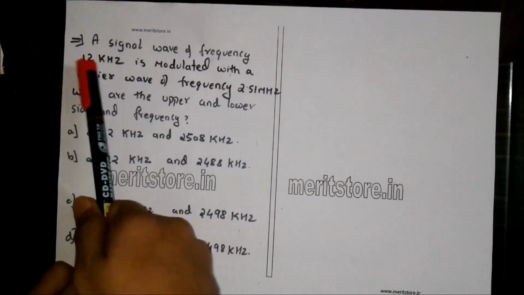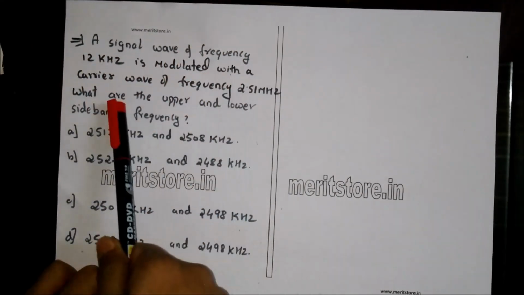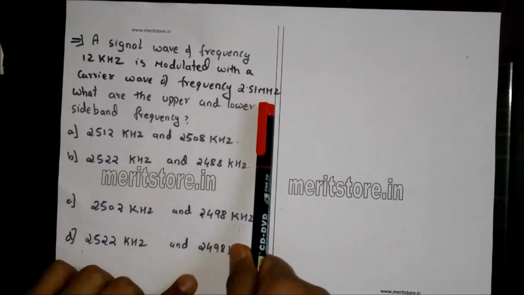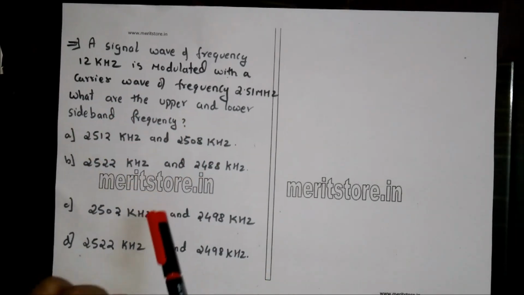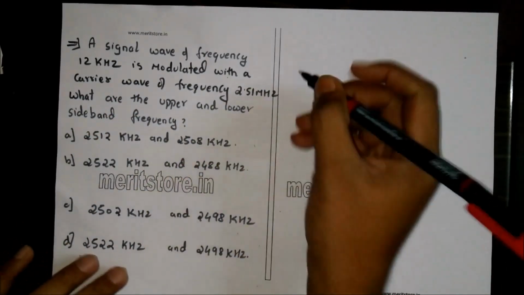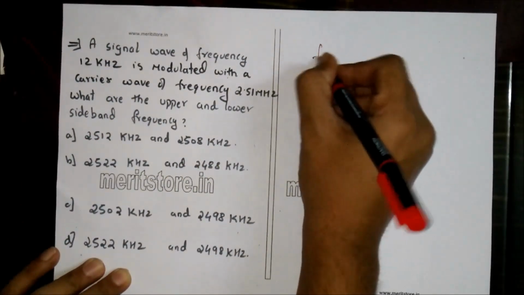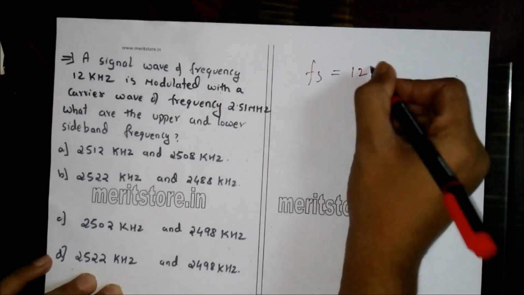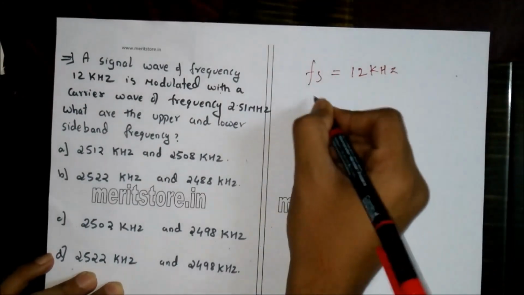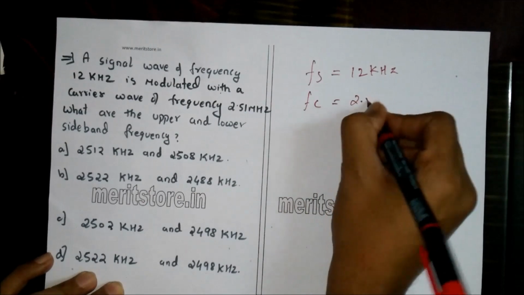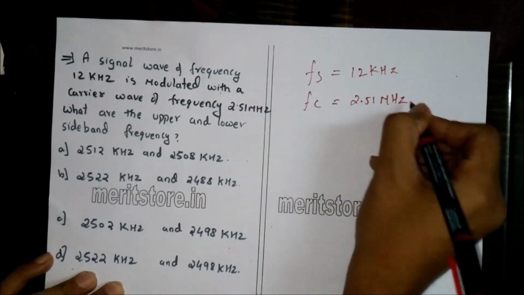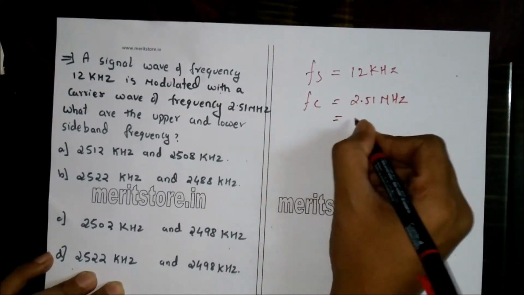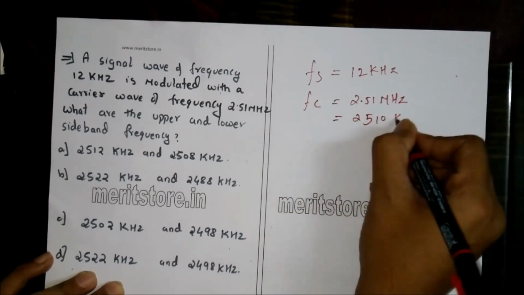A signal wave of frequency 12 kHz is modulated with a carrier wave of frequency 2.51 MHz. What are the upper and lower sideband frequencies? So here are the options. Now the signal wave Fs is equal to 12 kHz and the carrier wave Fc is equal to 2.51 megahertz, which we have to convert into kilohertz, which after converting will become 2510 kilohertz.